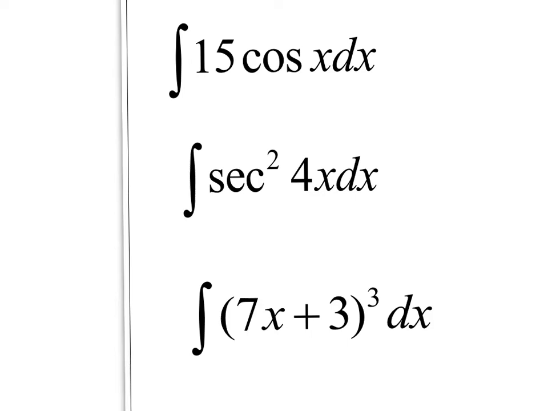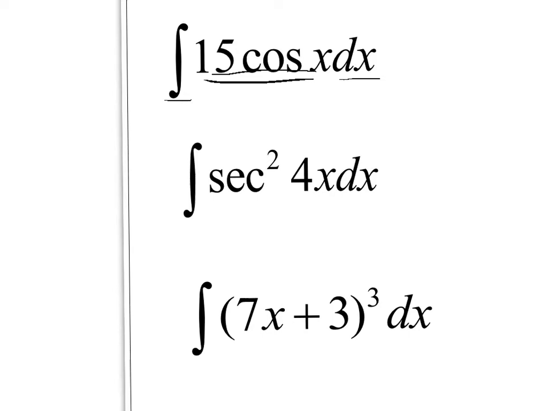Okay, let's try to solve some antiderivative problems. Remember, this symbol here to the left and to the right of it is like a parenthesis. It means to antiderive what comes in between. So in this case, we're trying to antiderive 15 cosine x dx.